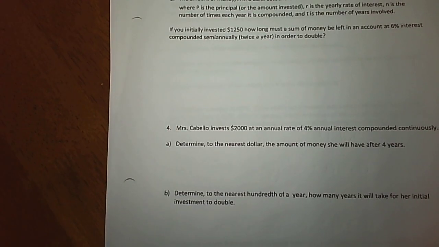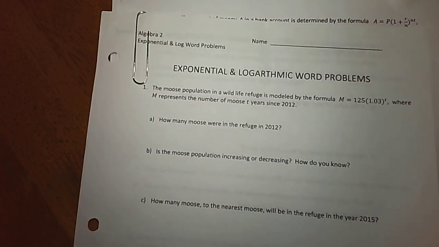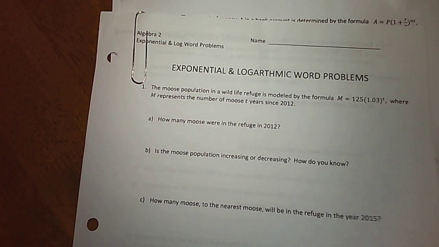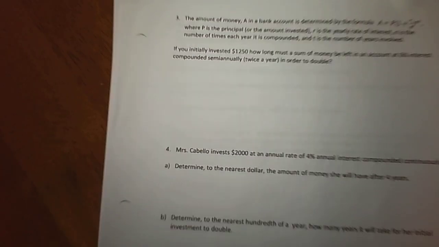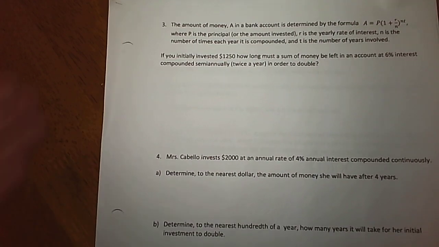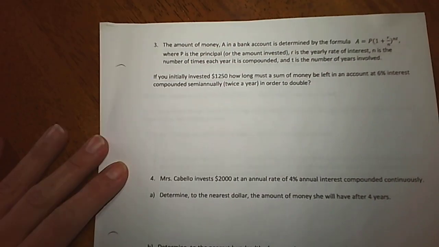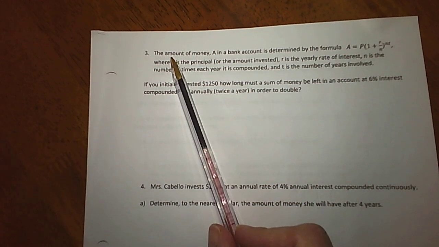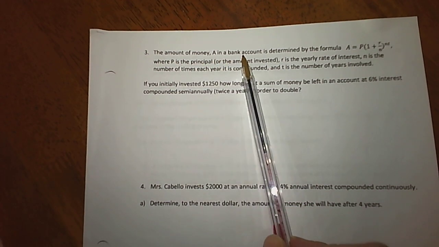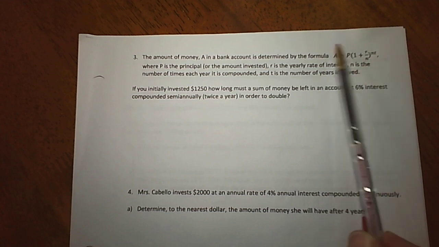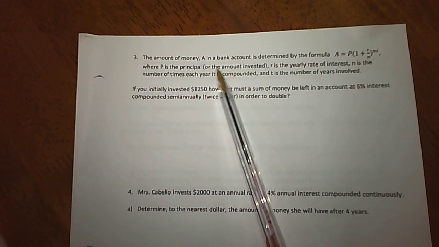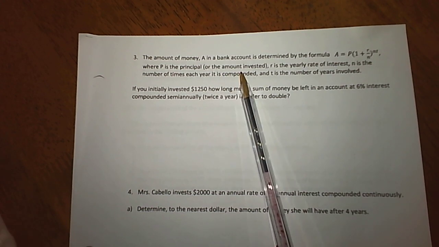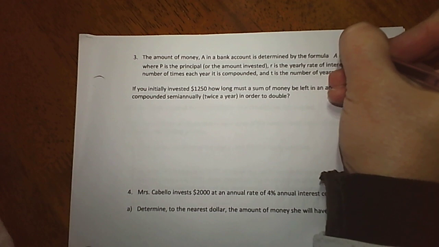All right, so what I want to do now is go to this packet. And again, we've already done the first 2 pages, number 1 and number 2. What I want to do now is go to number 3. It says, the amount of money, A, in the bank account is determined by this formula. And if you notice, it's the formula we just talked about, where P is the principal, or the amount of money invested. Okay? So P and A sub 0 mean the same thing.